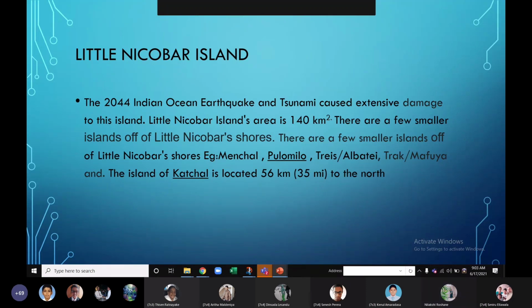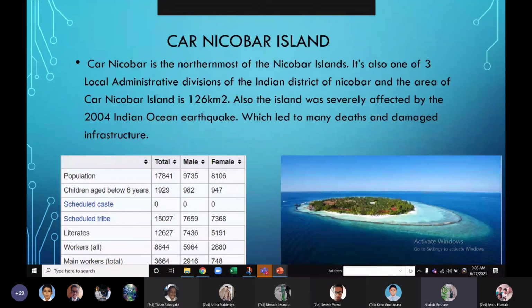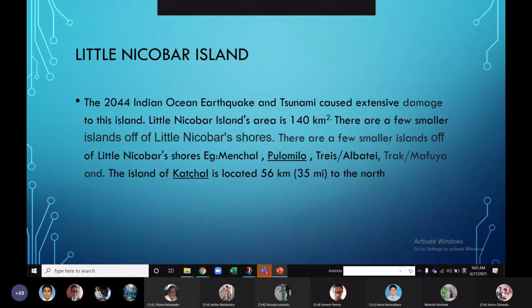There are a few small islands off of Little Nicobar shores. Examples are Menchel, Pulomilo, Trice, Albertay, Trac, Mafuya, and the island of Kajal, and it's located 56 kilometers to the north.